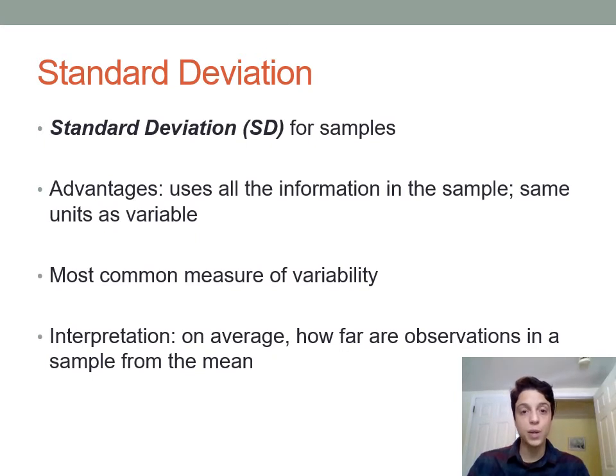And the interpretation of the standard deviation is, on average, how far are observations in a sample away from the mean? Another way of putting this would be, what's the size of the average deviation in a sample? So with this, I'm going to go back over to the document camera and talk about how the standard deviation is calculated and find the standard deviation for our example data as well.